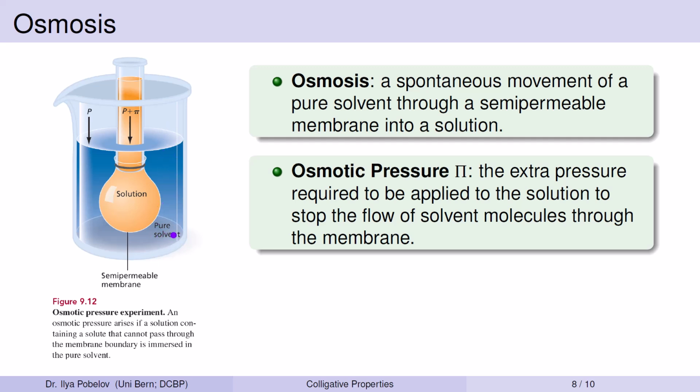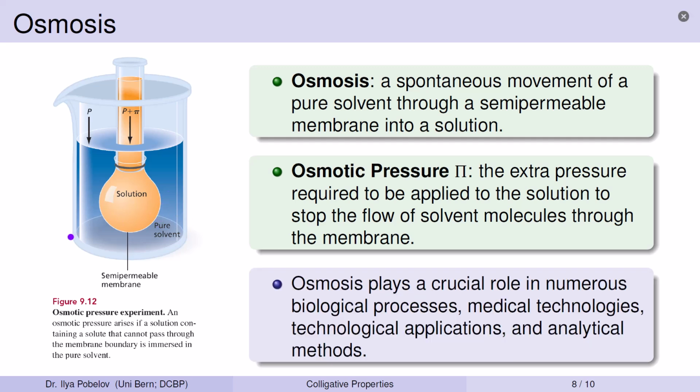At equilibrium, the osmotic pressure is equal to the hydrostatic pressure difference across the membrane. This equilibrium state ensures that there is no net flow of solvent and the concentrations remain unchanged on both sides of the membrane. Osmosis plays a crucial role in numerous biological processes, medical technologies, technological applications, and analytical methods.